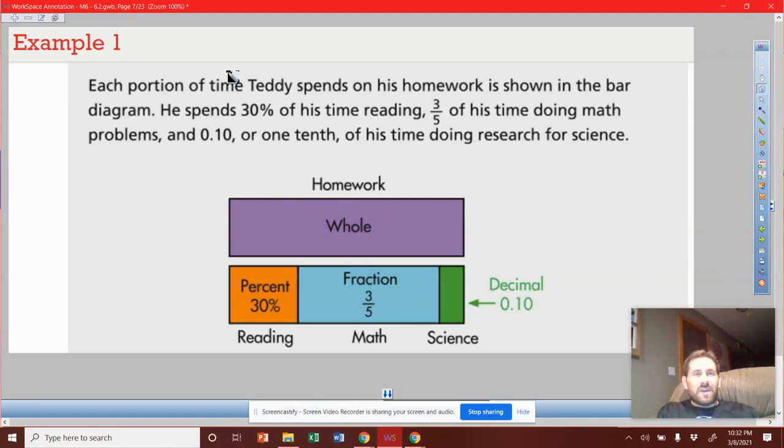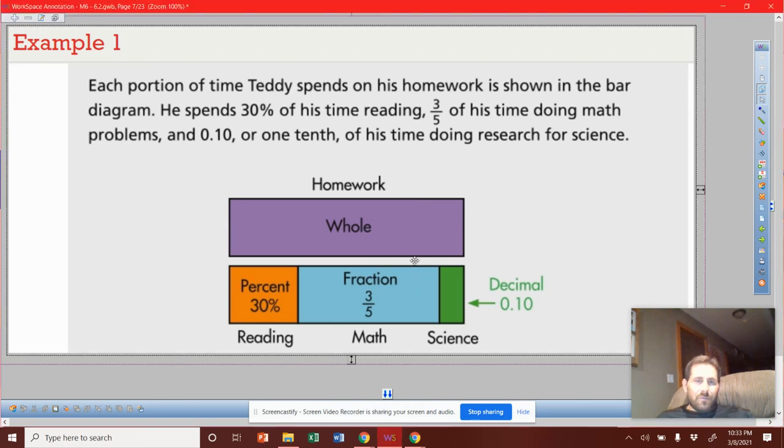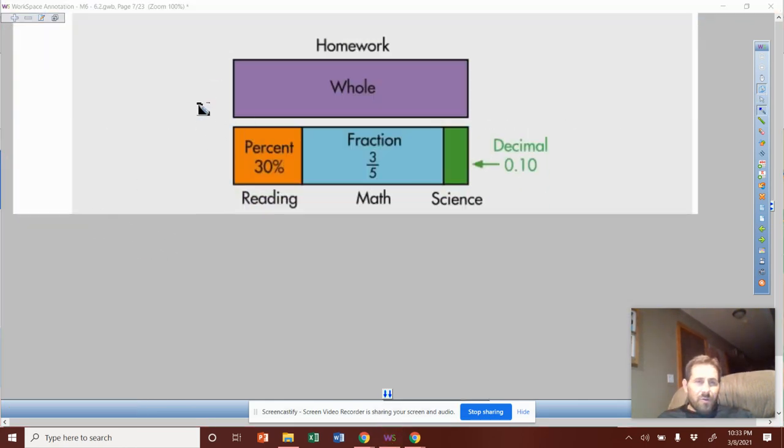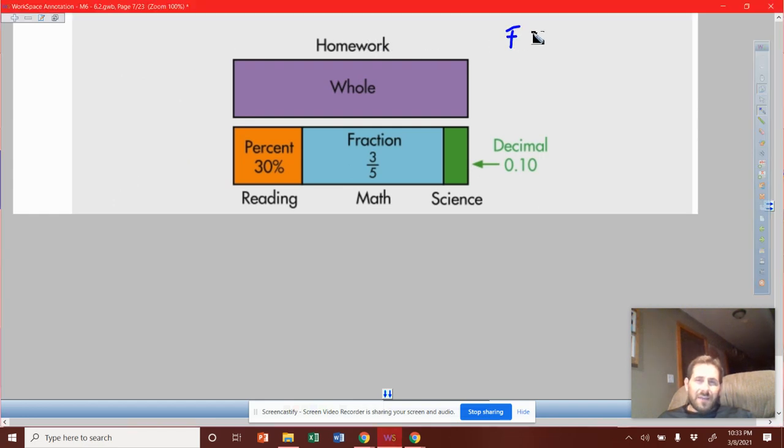Okay, each portion of time Teddy spends on his homework is shown in the bar diagram. So you can see 30% for reading, 3/5 for math, and 0.1 for science. And that's all the amount of time that he does for homework. So what I want to see is, can you take these and represent them all in each of the forms? So what I mean is, can you represent it as a fraction, a decimal, and a percent?